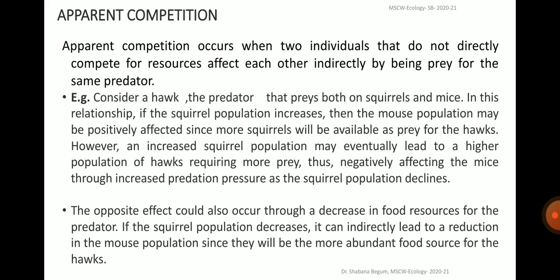The opposite effect could also occur through a decrease in food resources for the predator. If the squirrel population decreases, it can indirectly lead to a reduction in the mouse population, since they will be the more abundant food source for the hawks.